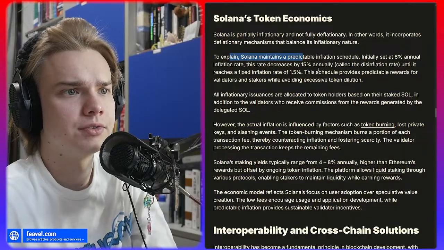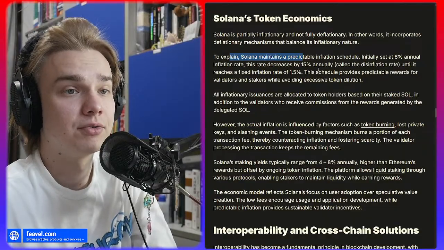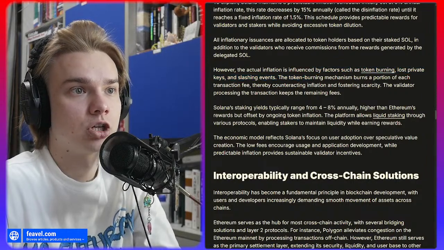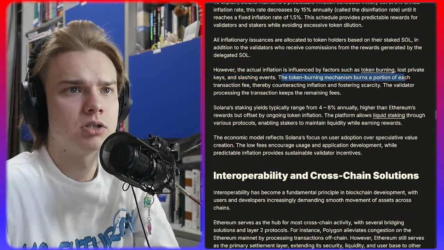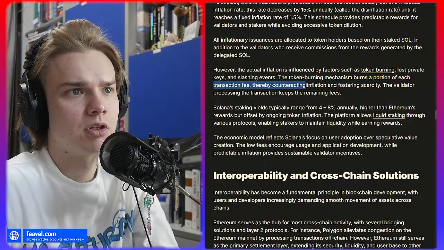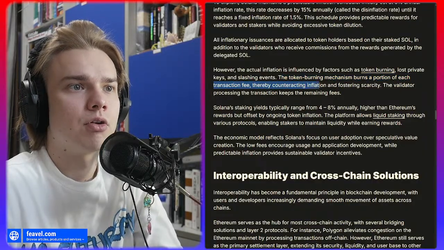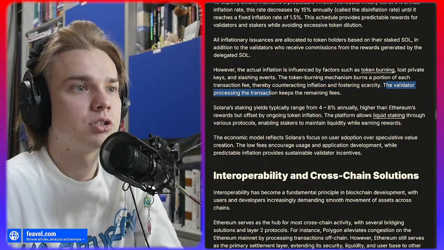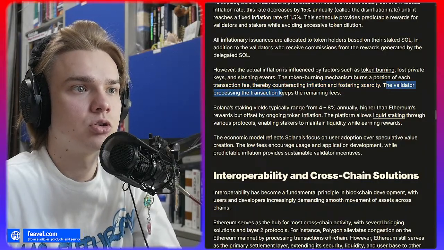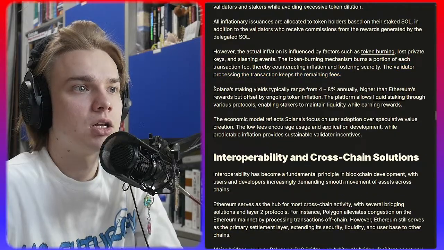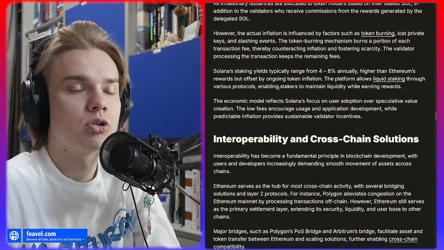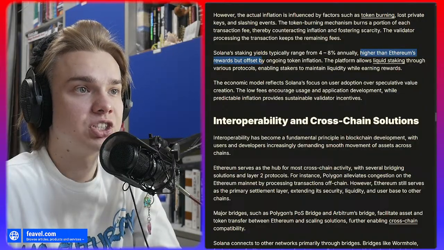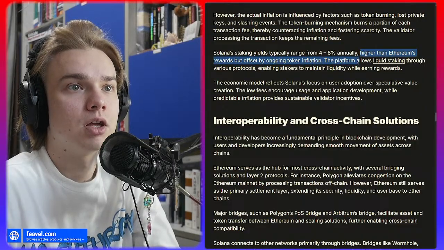However, the actual inflation is influenced by factors such as token burning, low-cost private keys, and slashing events. The token burning mechanism burns a portion of each transaction fee, thereby counteracting inflation and forcing scarcity. The validator processing the transaction keeps the remaining fees. Solana's staking yields typically range from 4 to 8% annually, higher than Ethereum's rewards but offset by ongoing token inflation.